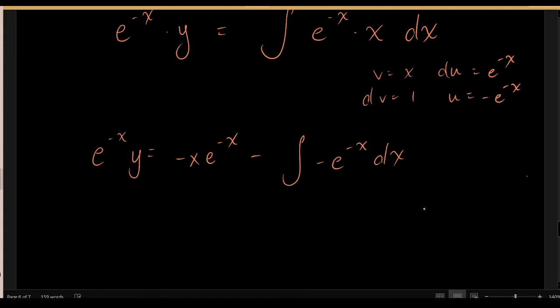So if I integrate that, I get e to the negative x times y equals negative x e to the minus x, and then 1, 2, 3 minus signs, minus e to the minus x, and this is where we need to remember the plus c.